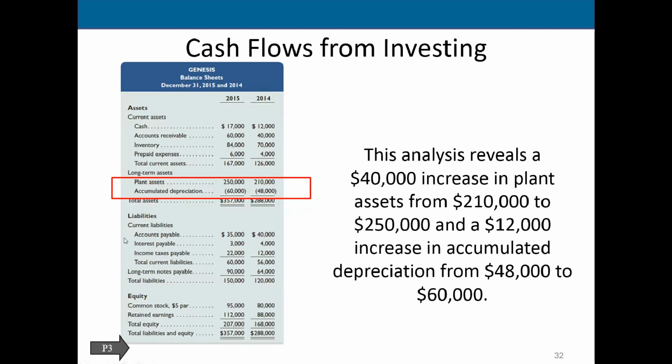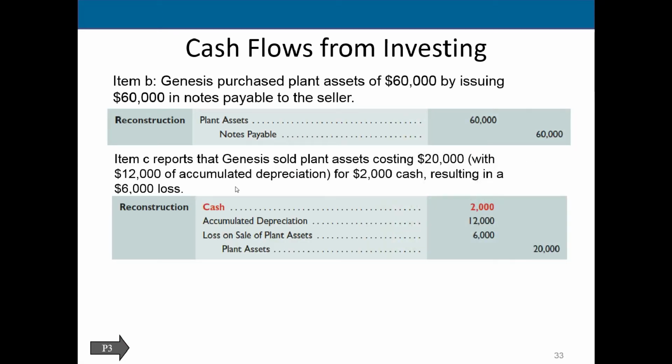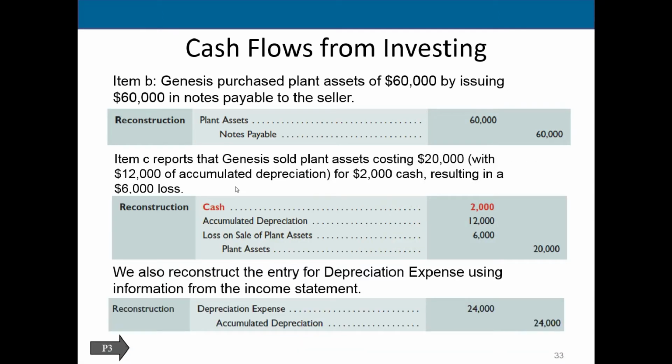My thought is that these transactions are large enough that if I go look at the detail behind these numbers, if I go look at the general ledger account for plant assets, I'm going to quickly see what that transaction was and be able to find the journal entry to tell me exactly what happened. Look at what happens in item B. In the additional information it says, Genesis purchased plant assets of $60,000 by issuing notes payable. Was there cash involved in this?